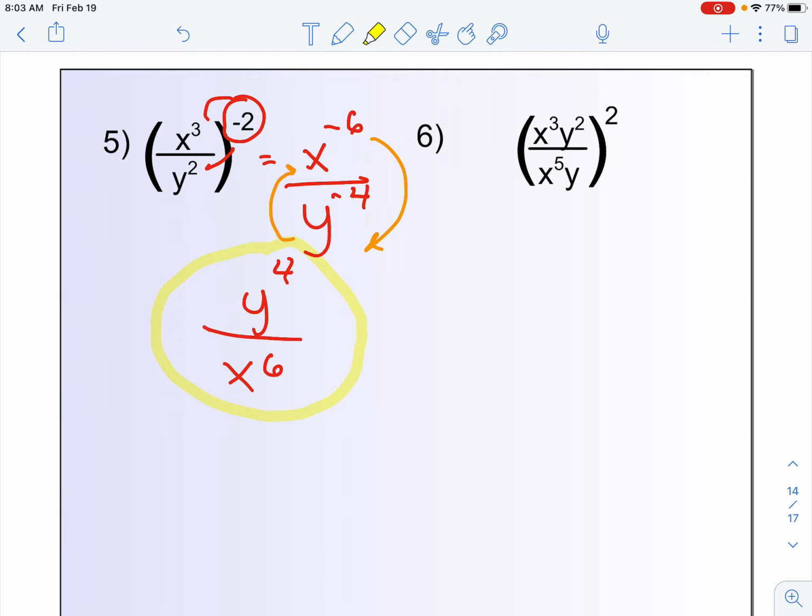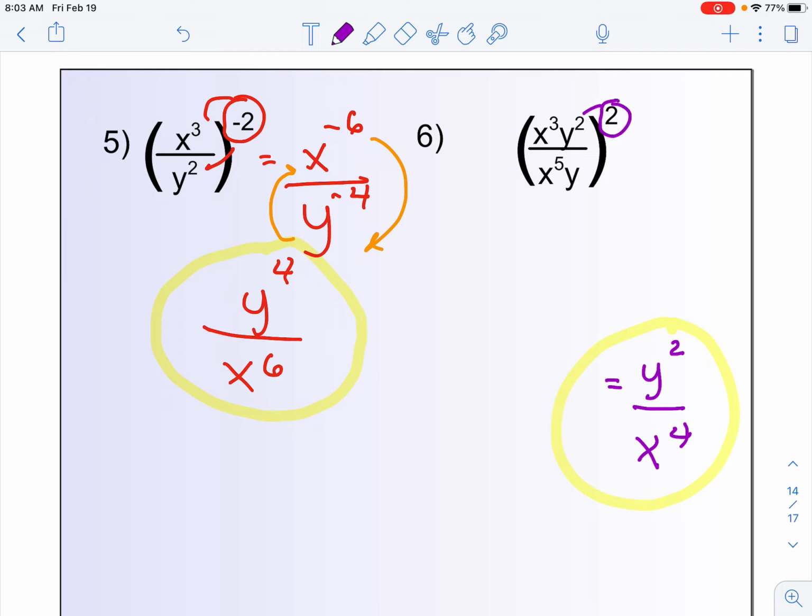Okay, your turn for number 6. Pause the video, see if you can come up with the final answer. Okay, your final answer for number 6 should be y to the 2nd over x to the 4th. If you did not get that answer, follow along with the explanation.